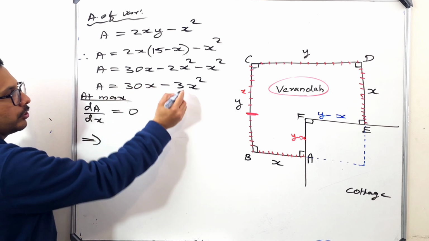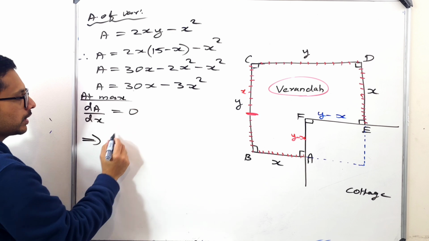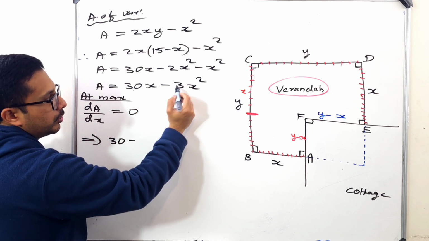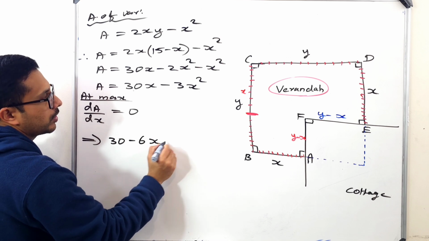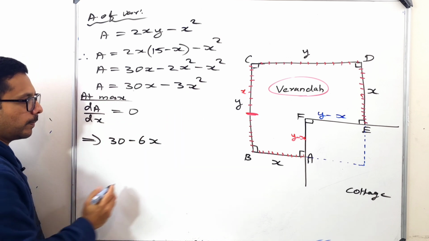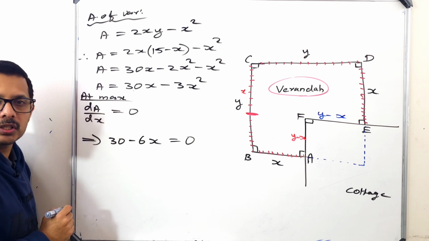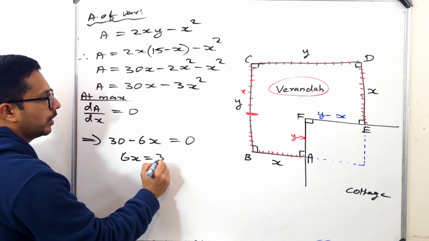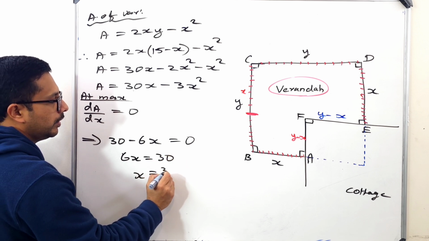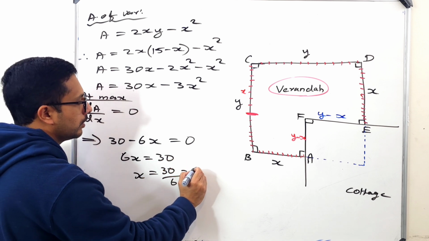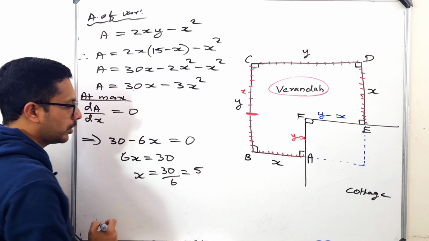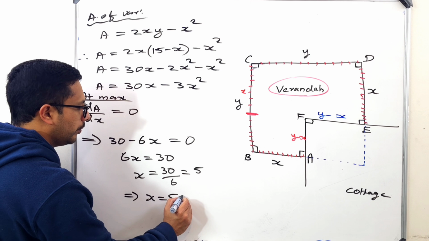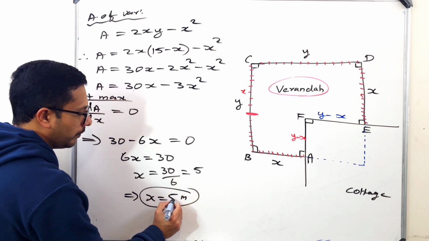So how can you find the derivative of this one? This is area. 30x, what is the derivative? 30 minus, what is the derivative of this one? 2 times 3 is 6, x raised to 1 less than this 2, that is 1. Is equal to 0. First derivative is equal to 0. Take this minus 6x to this side. So 6x is equal to 30. X is equal to 30 divided by 6. That is, what is the answer? 5. So the value of x is equal to 5 meters.